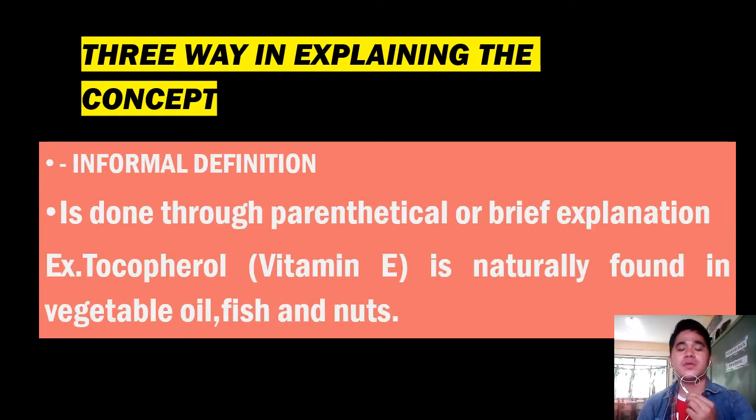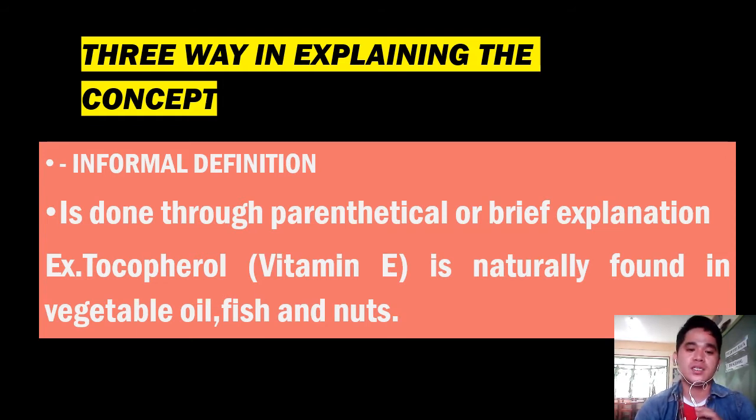The second example is informal definition. Okay, so informal definition is done through parenthetical or brief explanation. So when we say informal definition, this is the example. Tocopherol, a vitamin E, is naturally found in vegetable oil, fish, and nuts. As you can see in the example, tocopherol is the term.